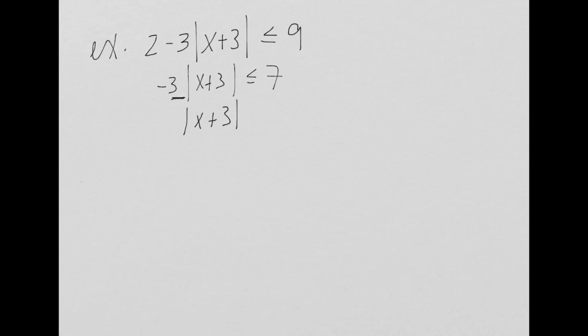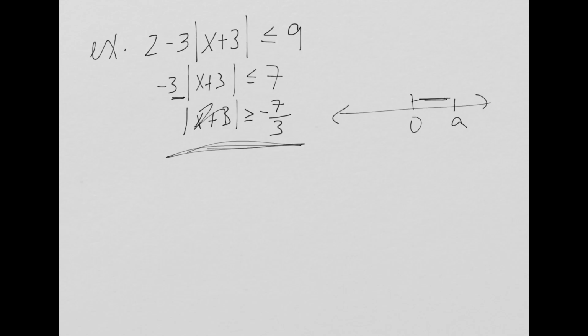But what happens when you divide by a negative? Well, that means you've got to flip the sign. So I have the absolute value of x plus 3 is greater than or equal to negative 7/3. Now stop for a second. Think about what this says. This says the distance of something is greater than or equal to a negative number. But isn't that always true? Isn't it always true that the distance between the origin and any other number is always going to be positive? So since this is always true, we say that the solution is all real numbers, because it's always true.